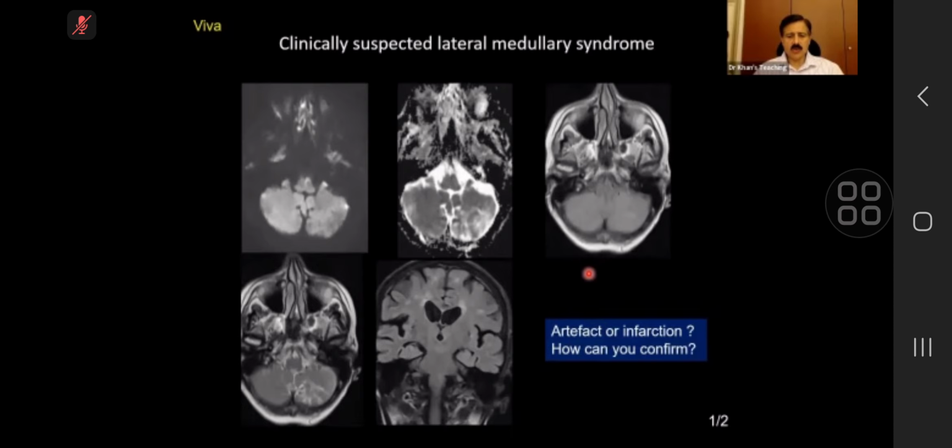This patient has got suspected lateral medullary syndrome. On this DWI sequence, there is something happening there. But we are not very convinced on T2, on FLAIR, on this PD. And please remember, in this region, there are always artifacts on the DWI sequence. What can we do to resolve this issue? Over to you.